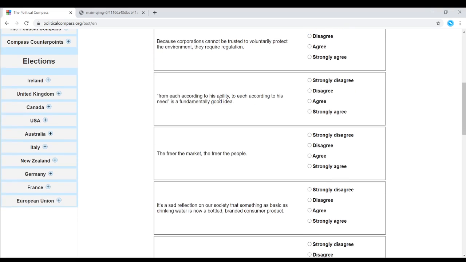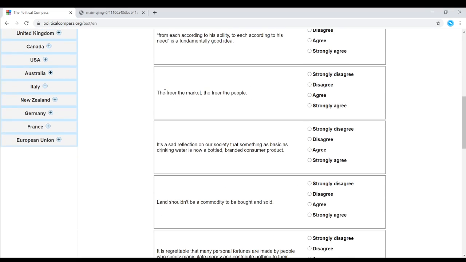From each according to his ability to each according to his need is a fundamentally good idea. I strongly disagree. I've talked about this in a previous video. I think that this concept absolutely destroys human initiative. So, yeah, I strongly disagree with that.